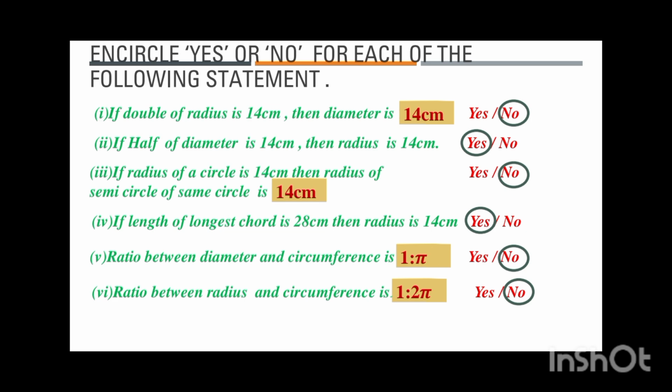If radius of a circle is 14 centimeter and radius of semicircle is same as 14 centimeter, no, it's going to be 7 centimeter then. If length of longest chord is 28 centimeter and radius is 14 centimeter, yes.